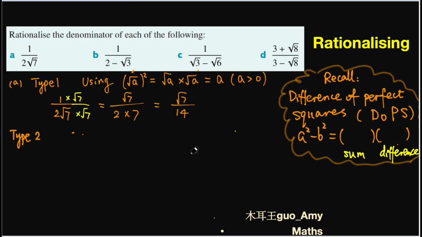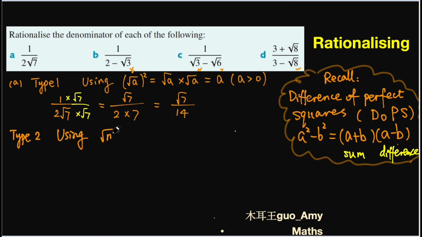Then let's look at type 2, like question B, C, and D. The denominator has 2 terms, and at least one of them is a root. So we are going to recall the difference of squares formula. We have a squared minus b squared. This can be factorized into 2 brackets. In the first bracket, we will have the sum of a and b, and in the second bracket, we will have the difference of them. Then by using this formula, we are going to get the idea for type 2.